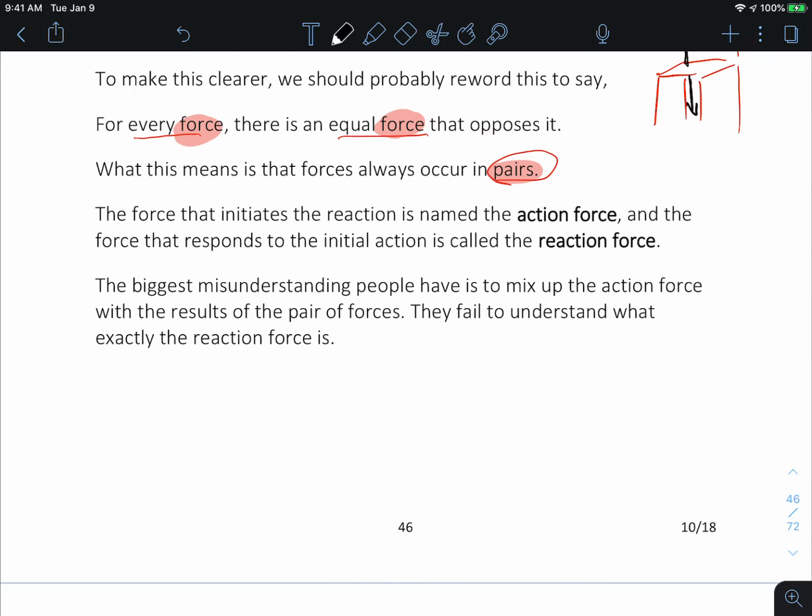The force that initiates the reaction is called the action force, and the force that responds to the initial action is called the reaction force. So this is the terminology we're going to use: there's an action force and a reaction force. And we're going to try to talk about some of the times where things are changing and moving to have that discussion.